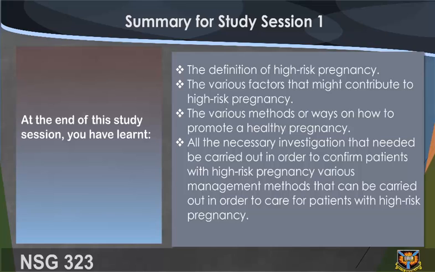Summary. At the end of the study session, you have learnt the definition of high-risk pregnancy, the various factors that might contribute to high-risk pregnancy, the various methods or ways to promote a healthy pregnancy, all the necessary investigations that need to be carried out in order to confirm patients with high-risk pregnancy, and various management methods that can be carried out in order to care for patients with high-risk pregnancy. End of study session 1.